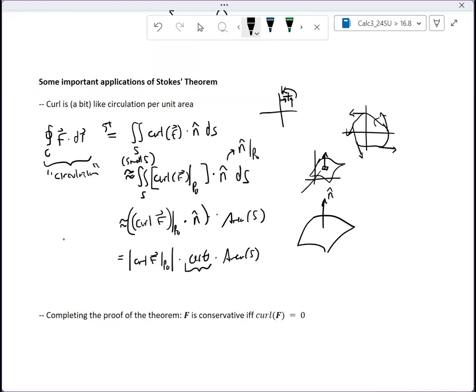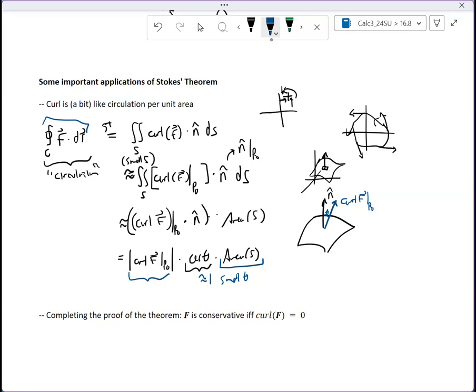Remember, the curl is orthogonal to the rotational direction. So what am I saying here? If the curl of F at P naught is close to parallel with the normal at P naught, if the angle between them is small, well, for small theta, cos theta is close to 1. And the length of the curl of F is like circulation per unit area. It's like circulation over area.